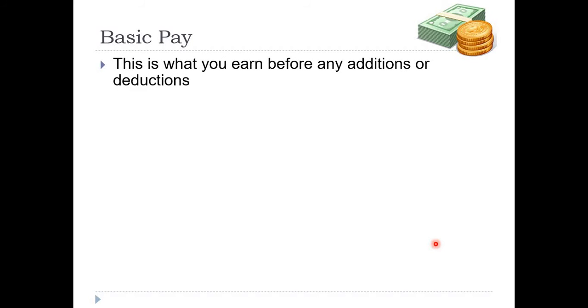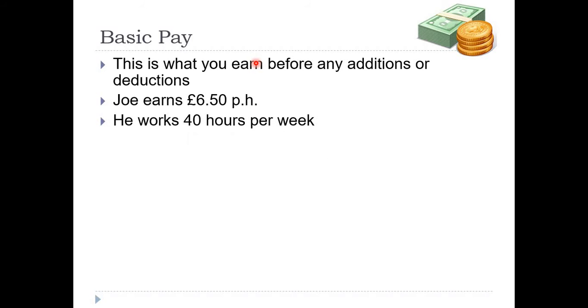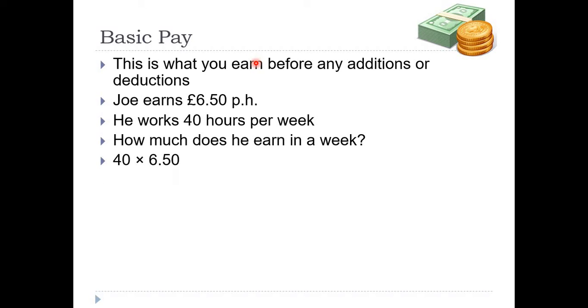So basic pay is what you earn before any additions or deductions. So let's say that Joe earns £6.50 PH per hour. If you see this in a question to do with pay, it means per hour. So if Joe works 40 hours per week, how much does he earn in a week? So we have to do 40 hours multiplied by the £6.50 that he earns. And if you do that, you get £260. So Joe will be getting paid £260 a week.